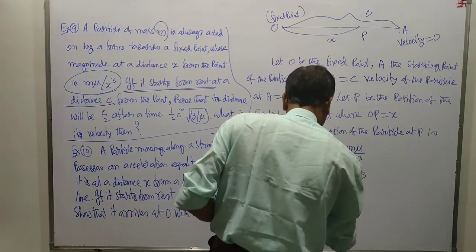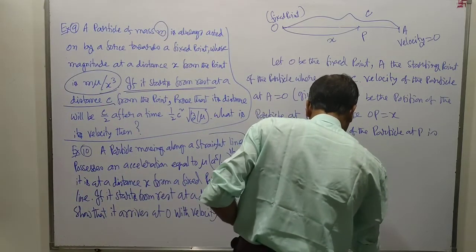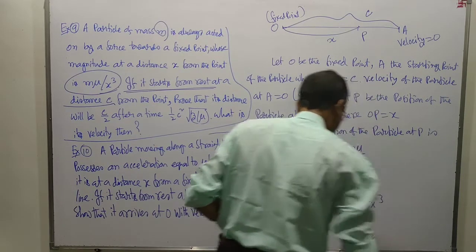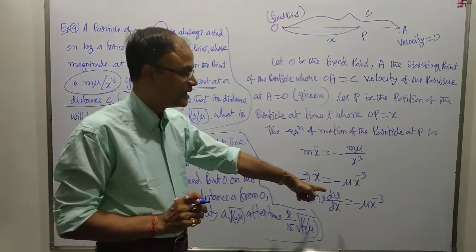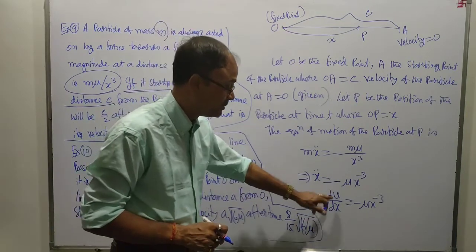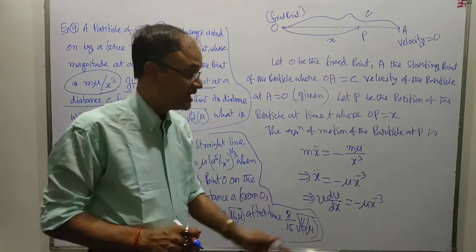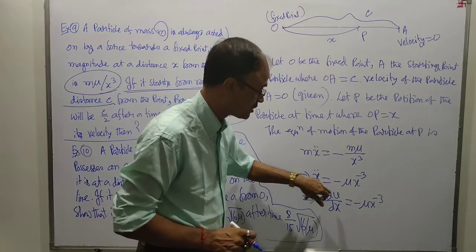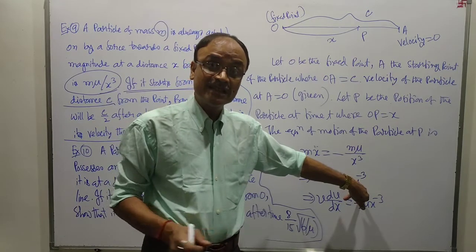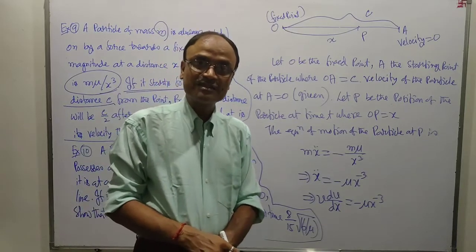Now you see, first we have to find the velocity of the particle. This means you may write v dv by dx equal to minus mu x to the power minus 3. Because v dv by dx is an expression for the acceleration. We have applied this expression because the right hand side is a function of x. Right hand side has been expressed in terms of x. Therefore, we have taken the acceleration as v dv by dx.